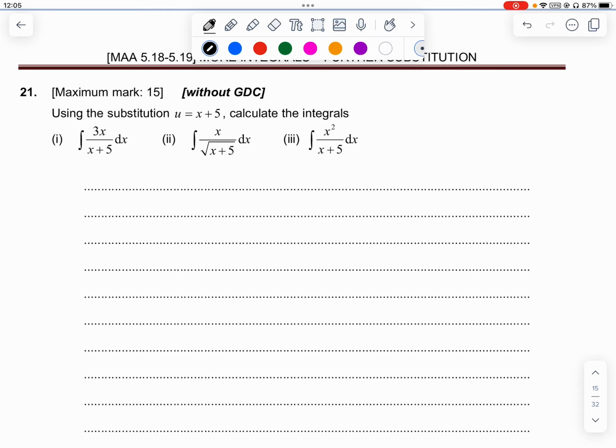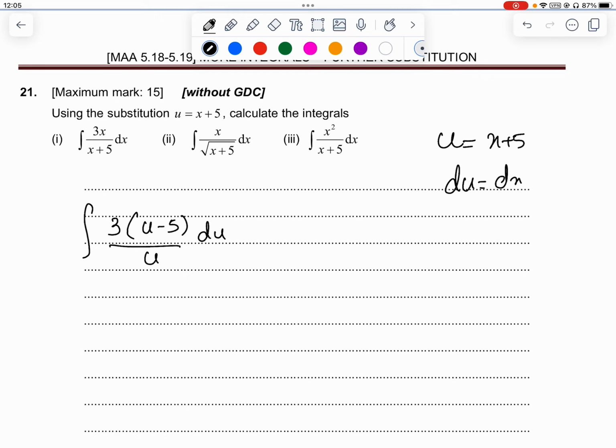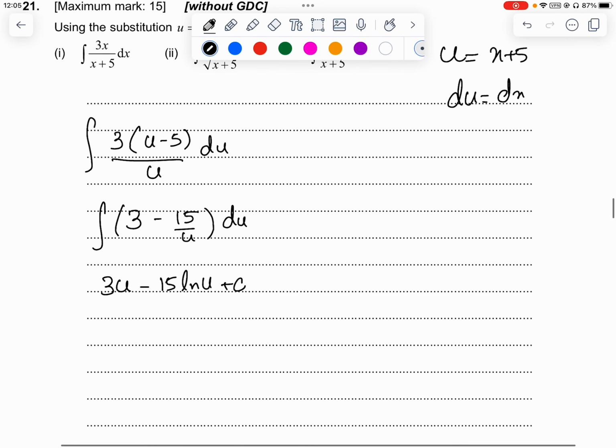Question number 21. 3x upon x plus 5. U equals x plus 5. So du equals dx. So 3 times x plus 5 is nothing, x is u minus 5. So what does that become? 3 minus 15 upon u du. So the integral is 3u minus 15 ln u plus c. So it becomes 3 times of x plus 5 minus 15 times of ln x plus 5 plus c.